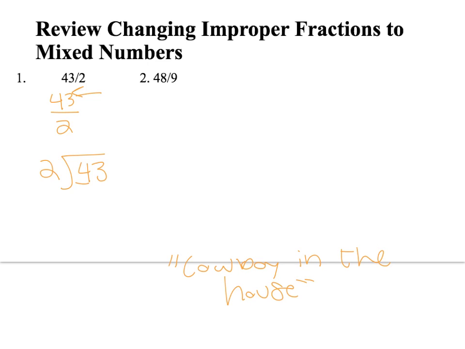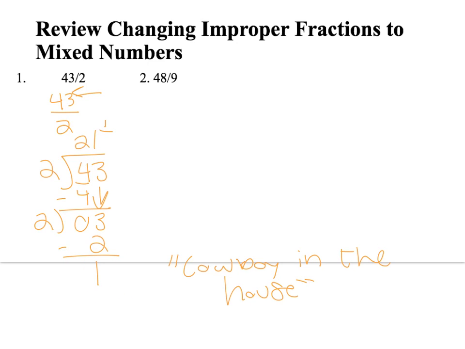2 into 4 fits in perfectly twice. 2 times 2 is 4. Subtract, you get 0, and bring down that 3. 2 fits into 3 once without going over. Subtract, you have a remainder of 1. We know that 21 will be our whole number and that 1 is our numerator. We got that 1 from our remainder right here.